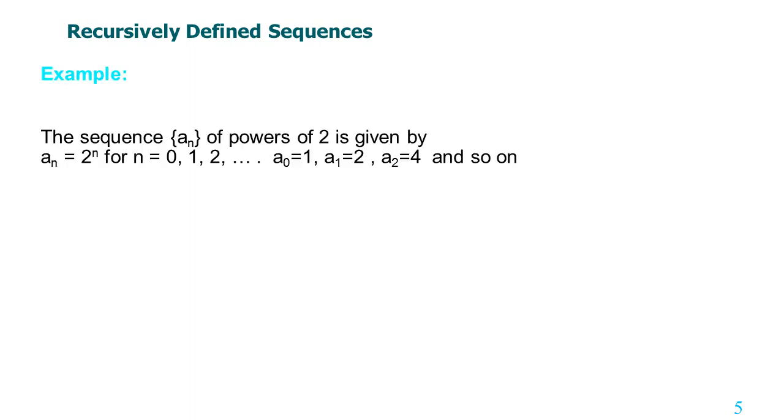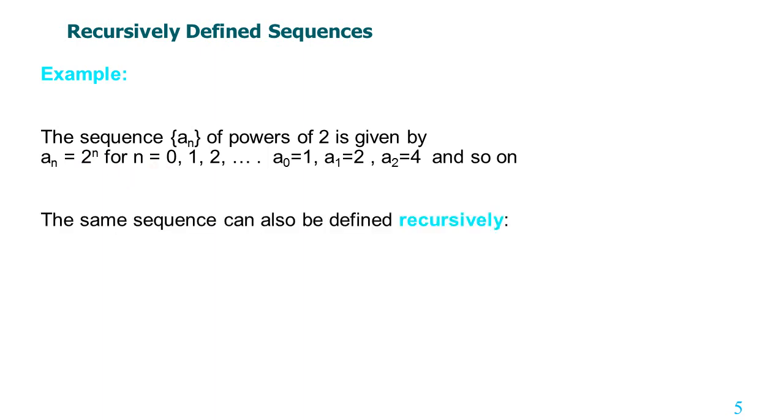Recursively defined sequence. Let us take an example. The sequence a_n of powers of 2 is given by a_n = 2^n, where n = 0, 1, 2 up to n. Now a0 is calculated here as 1, a1 is equal to 2, a2 is equal to 4. How is it calculated? Put the value of n = 0, 1, 2, 3, 4, etc. and you get the value in the RHS. If we put n = 0, then it is 1, n = 1, that is 2, n = 2, this is 4, and so on.